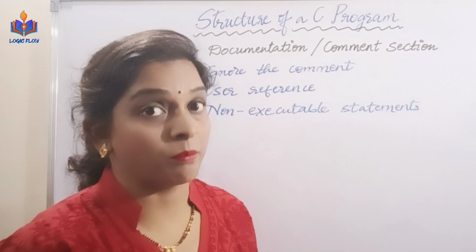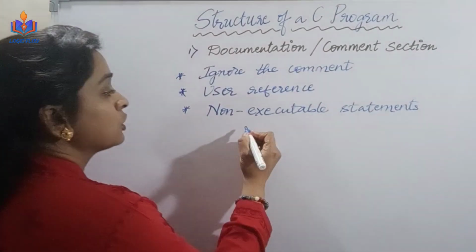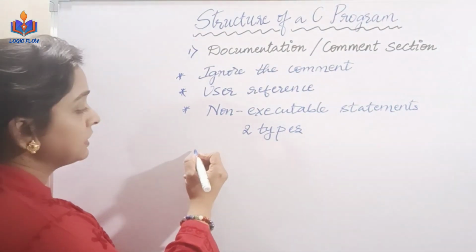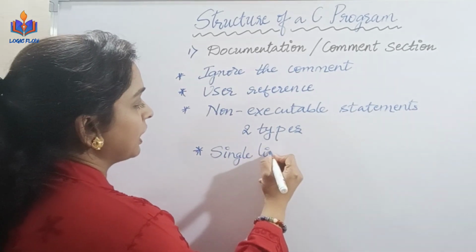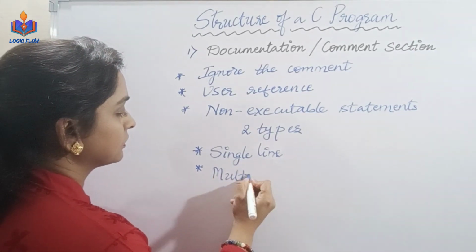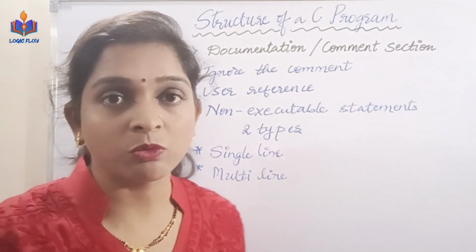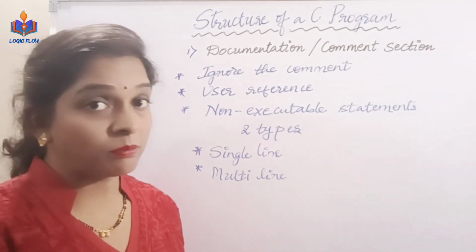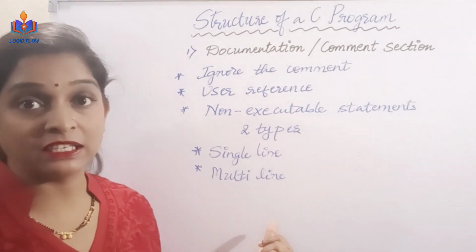Then how can we write a comment? We have 2 types of comments. One is the single line comment and the other is the multi-line comment. The name itself describes what it actually is. If the comment that I am going to write is for a single line, I can use a single line comment. If the comment crosses multiple lines, then I use a multi-line comment.